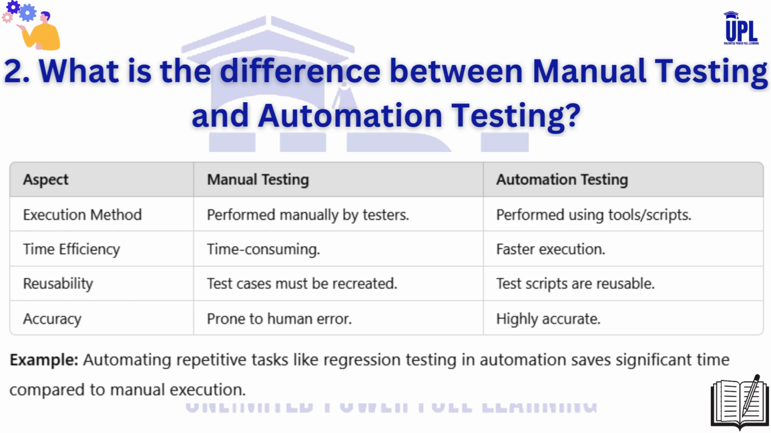faster execution. Reusability: test cases must be recreated, versus test scripts are reusable. Accuracy: prone to human error, versus highly accurate. Example, automating repetitive tasks like regression testing in automation saves significant time compared to manual execution.